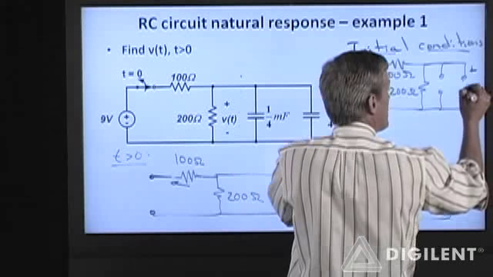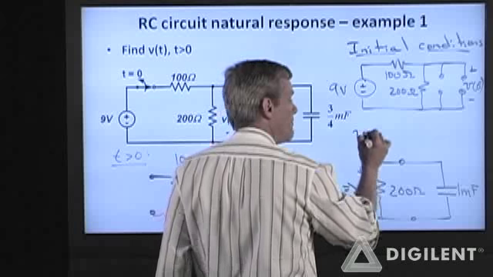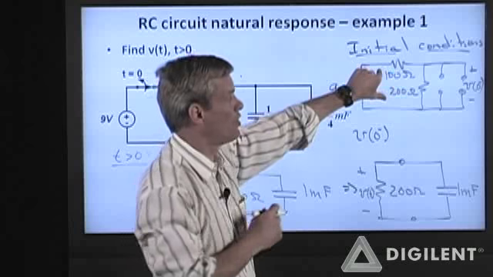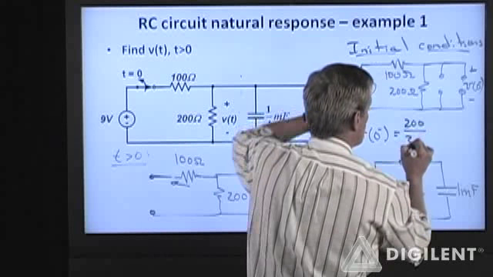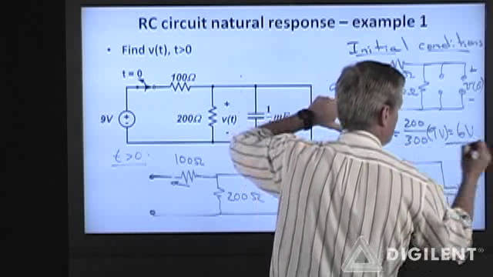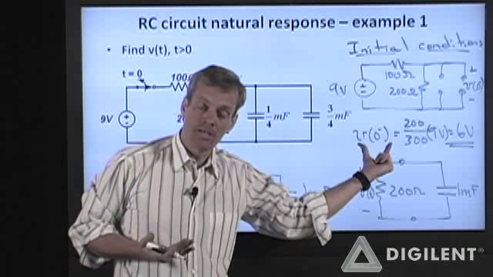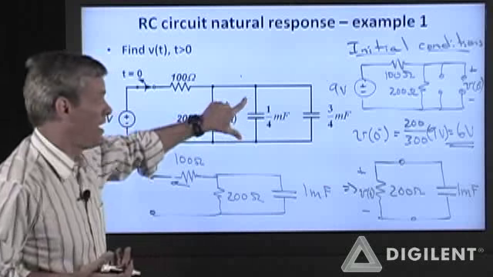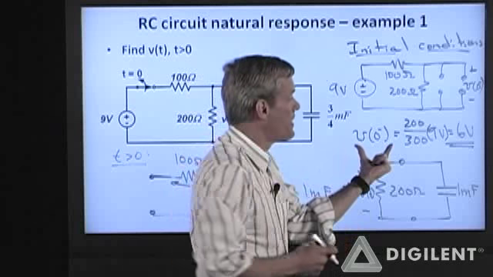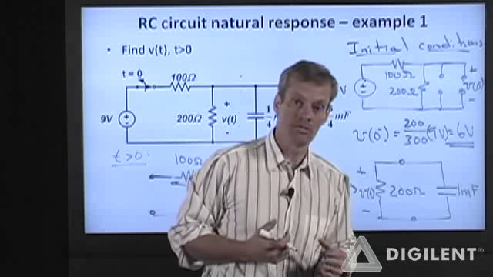So this is V at 0 minus. This just looks like a voltage divider. So before I open this switch, V at 0 minus is just 200 over the total resistance, 200 over 300 times 9 volts, which is just 6 volts. Since I cannot change my voltage across capacitors suddenly, when I suddenly open this switch at t equals 0 plus, this voltage will not change. My initial voltage when this switch opens is going to be 6 volts.